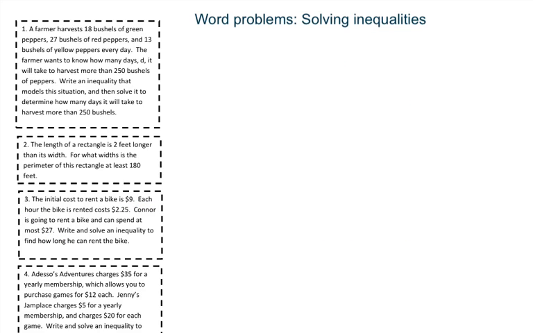And that is number 4 here. Adesso's Adventures charges $35 for a yearly membership, which allows you to purchase games for $12 each. Jenny's Jam Place charges $5 for a yearly membership and charges $20 for each game. Write and solve an inequality to determine when it is more economical to get a membership at Adesso's Adventures.